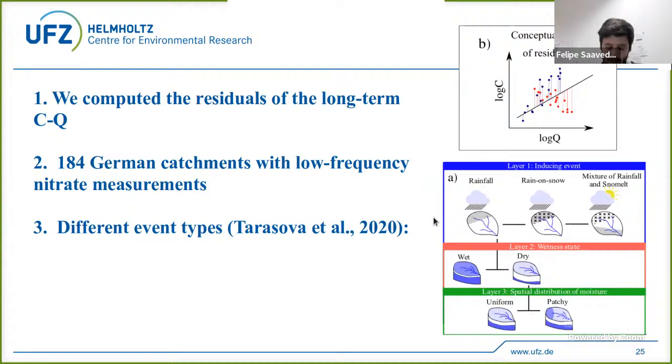And for those that were taken during runoff events, we classified them according to the nature of the runoff event. For that, we used a runoff classification framework developed by Tarasova 2020, which classifies runoff events based on the inducing event, if it was rainfall, rain on snow, or a mixture of rainfall and snow melt. The majority of the events were produced by rainfall, so those were also classified according to the wetness state, if it was wet or dry, the soil antecedent conditions. And also for the dry ones, we checked the spatial distribution of moisture, if it was uniformly dry or if there were some patches of moisture, so patchy. This is based on the spatial variability of moisture.